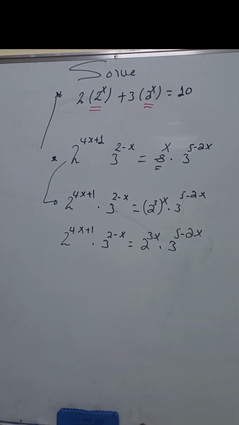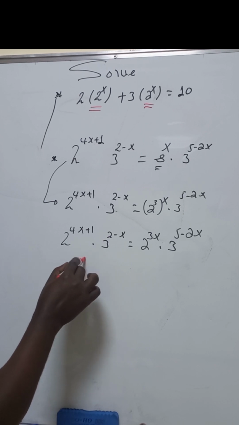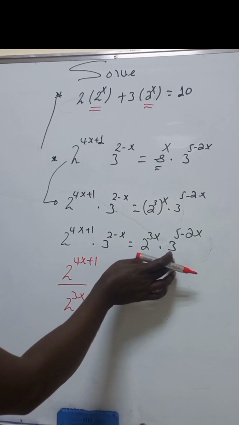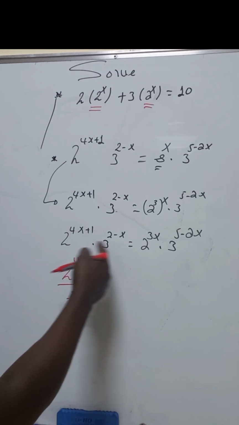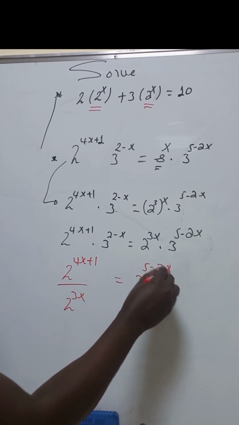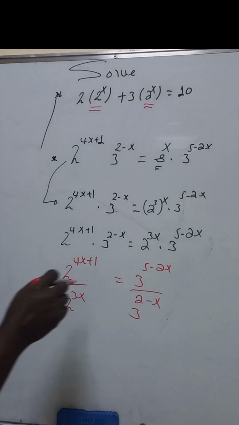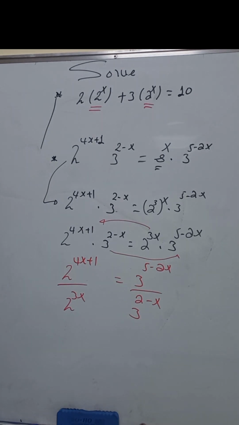Now we need to collect like terms together. That means let's divide, first of all, by 2 raised 3x. I multiply both sides by 1 over this one, and then again let's divide both sides by 3 raised 2 minus x, which is given by 2 raised 4x plus 1 over 2 raised 3x equals 3 raised 5 minus 2x over 3 raised 2 minus x. In this problem, I have taken this to the right and this to the left, dividing both on the right and on the left. So now we have this.